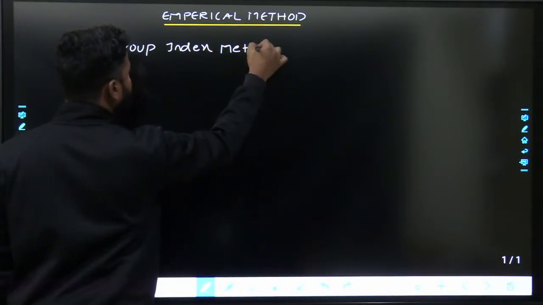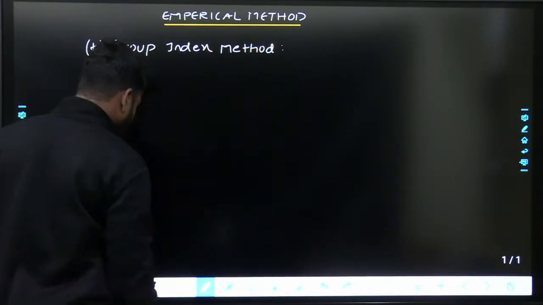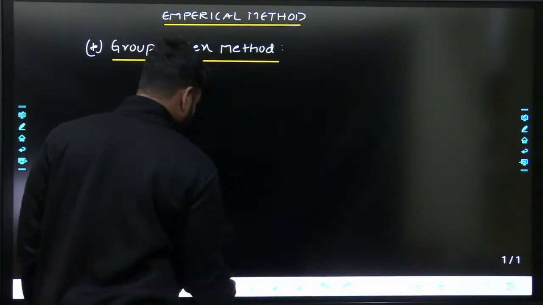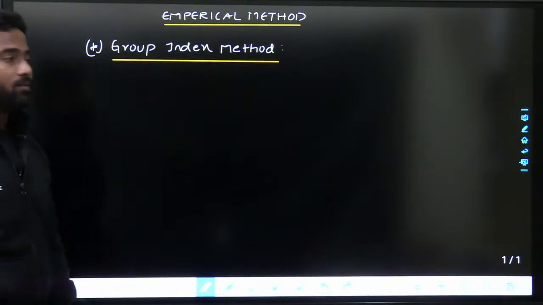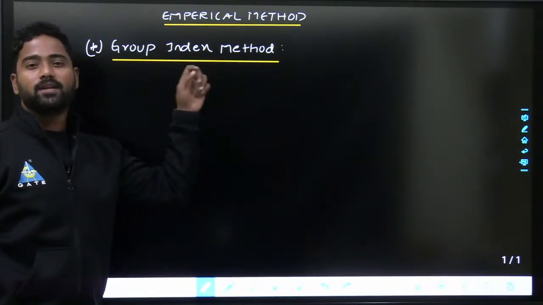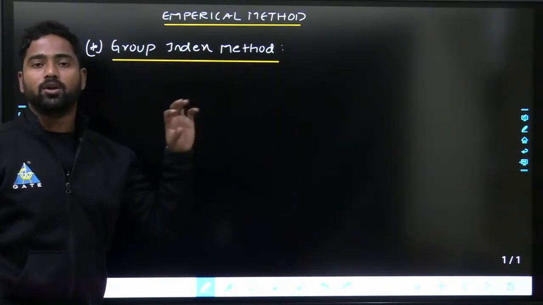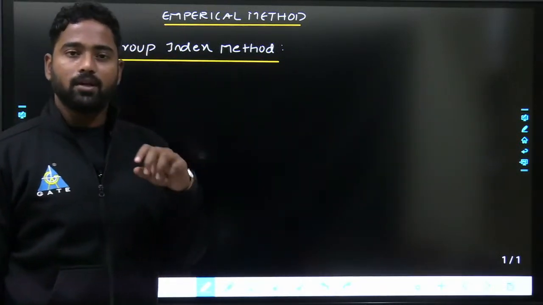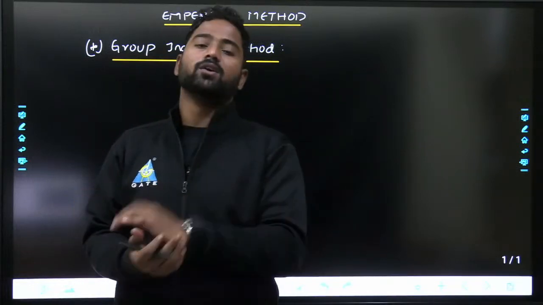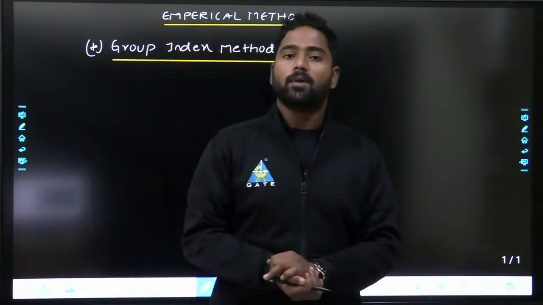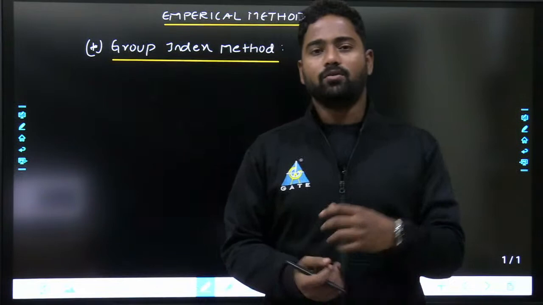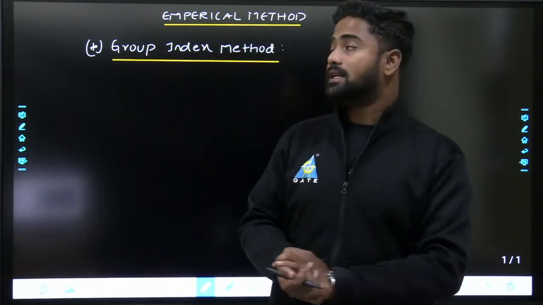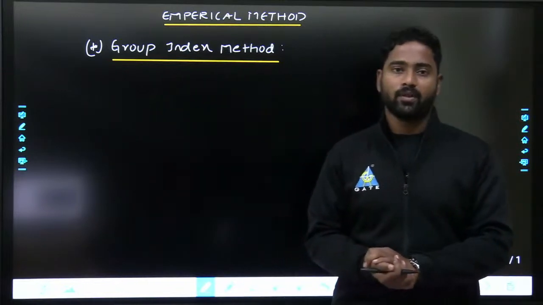Group index method. This method you might have seen in your geotechnical engineering also. The same group index method is used over here. This method is generally based on index properties of the soil. Index property of the soil is the type of property used for classification of soil, like liquid limit, plastic limit, plasticity index, and percentage finer than 75 microns. That is group index.